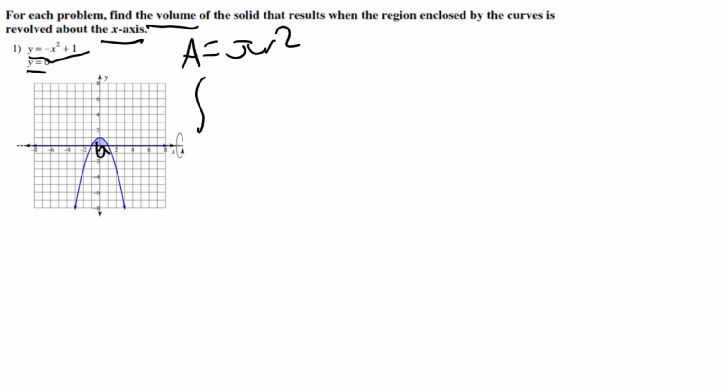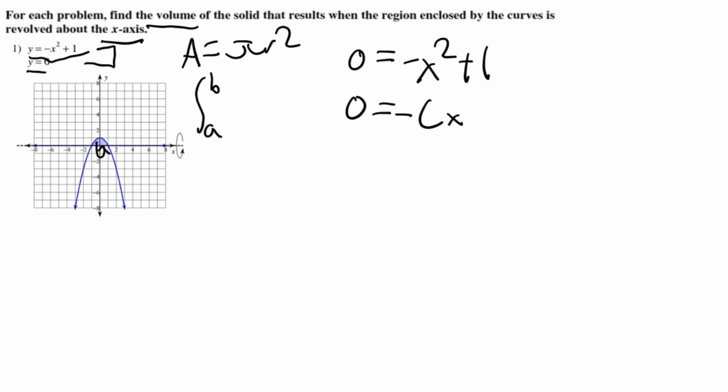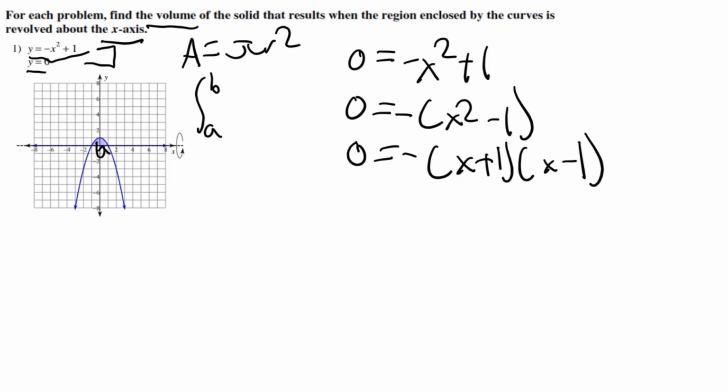So the question is, for a definite integral, what are a and b? Our first question. We can set y equal to 0 for the equation negative x squared plus 1 to get our answer. We can factor out a negative, and we get x squared minus 1. This is a difference of squares, and so we get 0 equals negative x plus 1 times x minus 1. So that means x is equal to negative 1 and x is equal to positive 1. So our integral will have the values from negative 1 to positive 1.